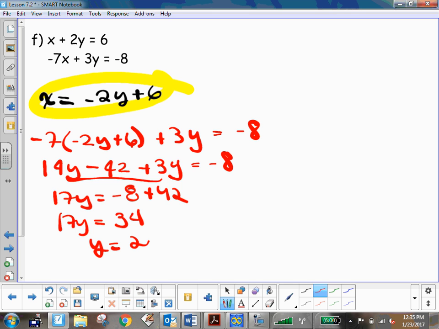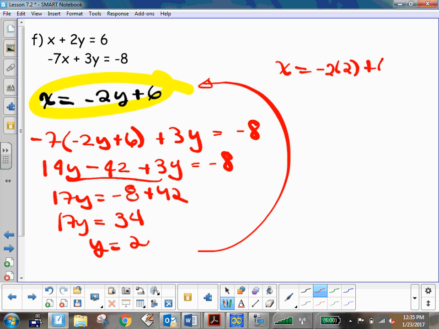So I got y to be 2. Do y'all get y to be 2? Come back up to here and figure out what x is by substituting using your parentheses. I'll be taking off points if you aren't using parentheses. So 2, 2 is your ordered pair.